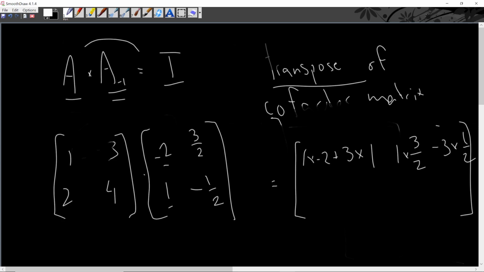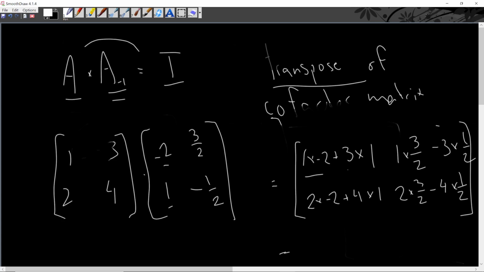We have the element C21, so we're going to have the ith row being 2, and the jth column being 1. So we have 2 times negative 2 plus 4 times 1. And then the last one, the ith row equals 2, and the jth column equals 2 as well. So we have 2 times 3 halves minus 4 times 1 half.